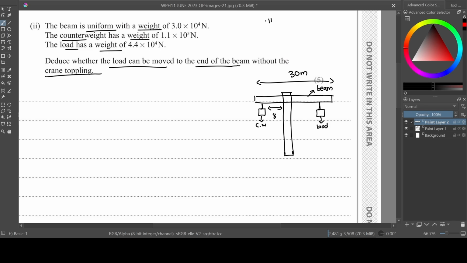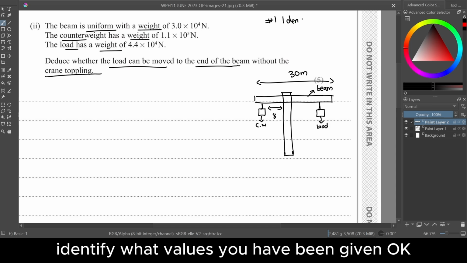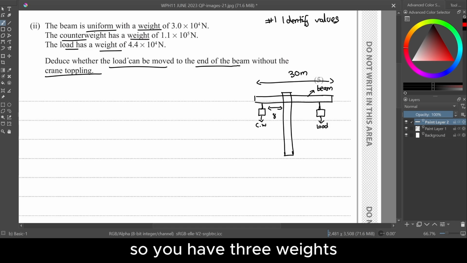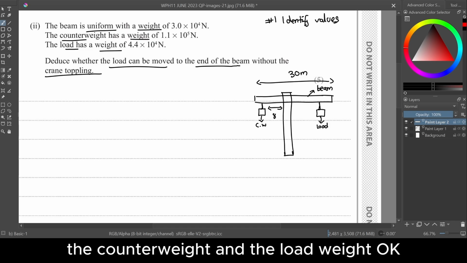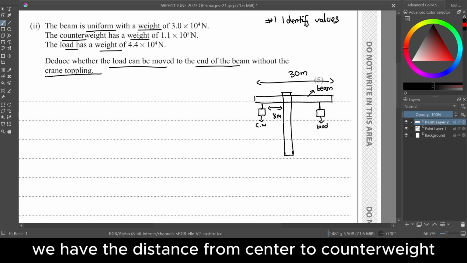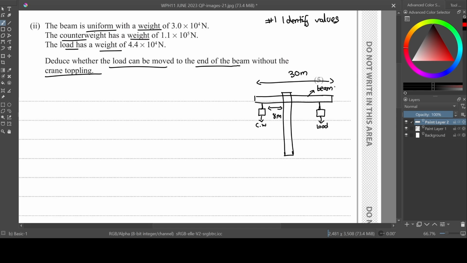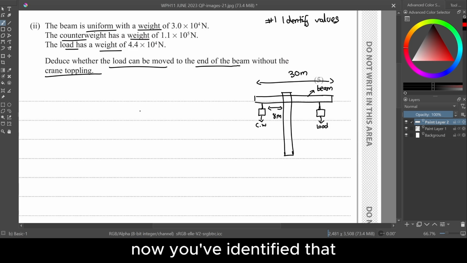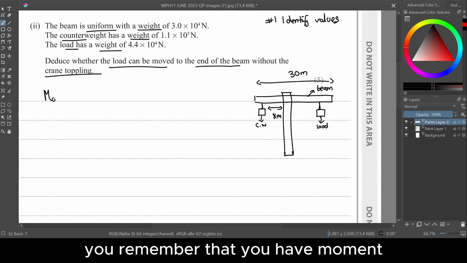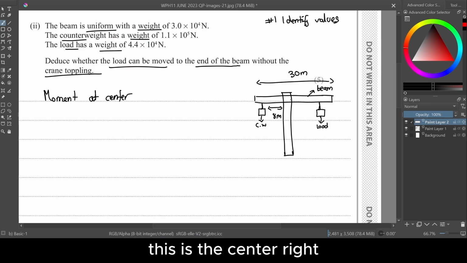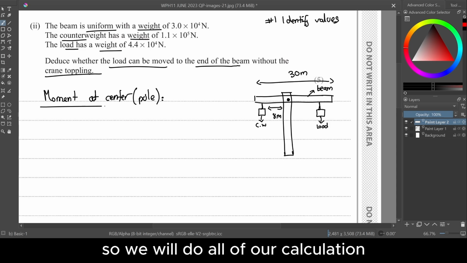So the first step, identify what values you have been given. I always say that. So you have three weights: the uniform beam's weight, the counterweight, and the load weight. And then you have two distances: the distance from the center to the counterweight, and the whole length of the uniform beam. Now you have identified that. You remember that you have moment. You're taking moment at the center, the pole. So we will do all of our calculation according to this statement.